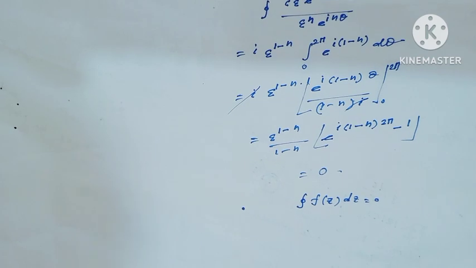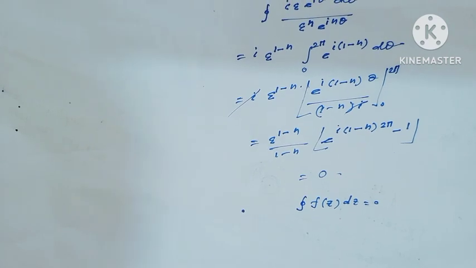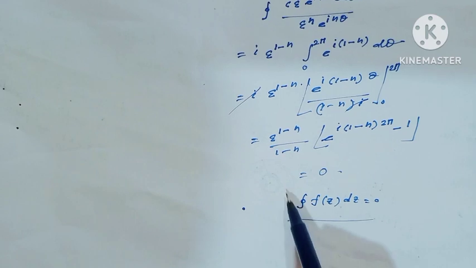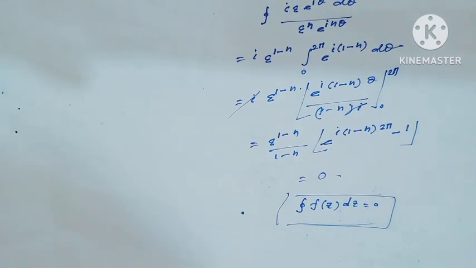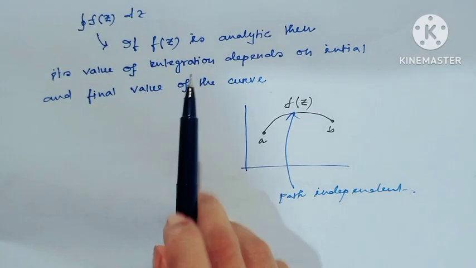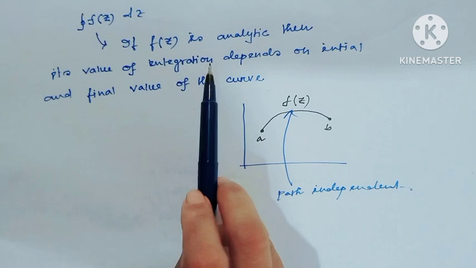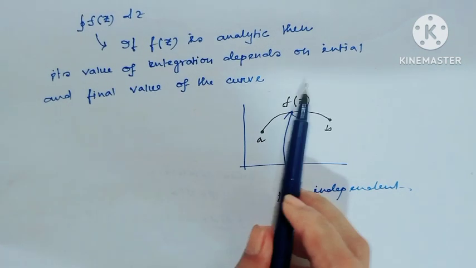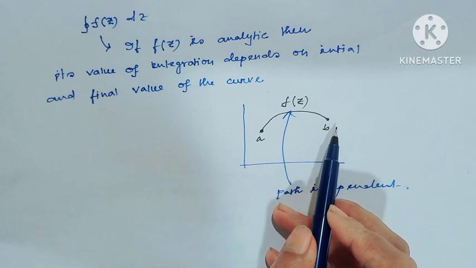If the function is analytic in a simply connected domain, then this integration is obviously 0. But when this integration is 0, that does not always imply the function is analytic. That means analyticity is the sufficient condition, not the necessary condition. Now I will say if f(z) is analytic, then the value of the integration always depends only on the initial and final points of the curve.